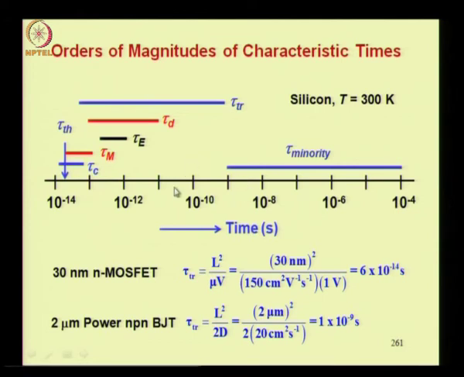However, from here you can easily see the relative magnitudes of the various time constants. Generally, for many devices, minority carrier lifetimes would be the largest of all the time constants. The transit time would be shorter, so would be dielectric relaxation time, and the dielectric relaxation time would be longer than momentum and energy relaxation times or the mean time between collisions.